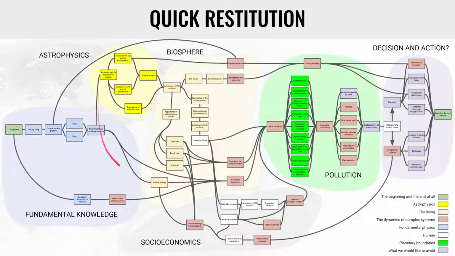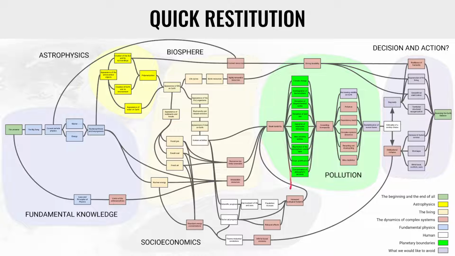If you just wonder why the cards are colored like that, you can think of adding some more labels to that. So you can put all these cards like here at the beginning and the end of all, the first one and the last one. You can have whatever is astrophysics here. You can have whatever concerns the living here. You can have the dynamic of complex systems here, which is thinking in terms of streams of flux and not even of stocks and finite resources. You can also think about fundamental physics here, and you can also think about what human centric is, being more centered on what human is doing.